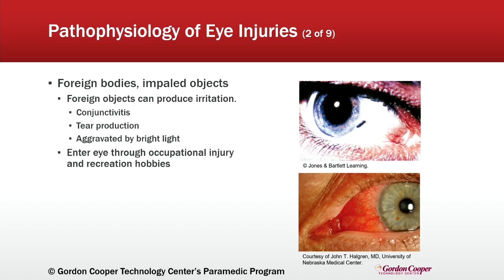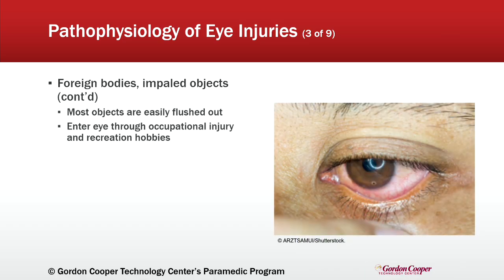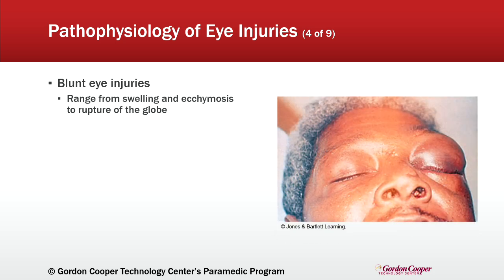The irritation is often made worse by bright lights, and especially rubbing the eye. Most foreign objects can be flushed out of the eye easily. However, rust and metal cannot be flushed out of the eye and must be removed by a physician. Dust, dirt, splinters, and other particles are common causes of eye injuries, often entering the eye during work and recreational activities. Blunt eye injuries can range from minor swelling to bruising, also known as ecchymosis, to a complete rupture of the eyeball.